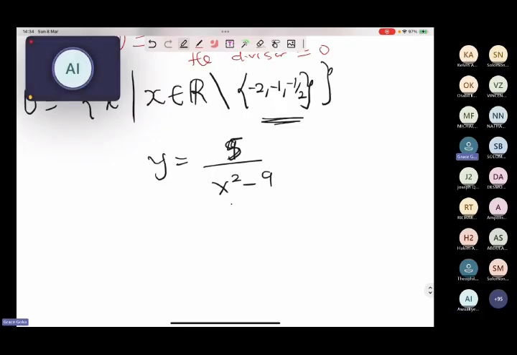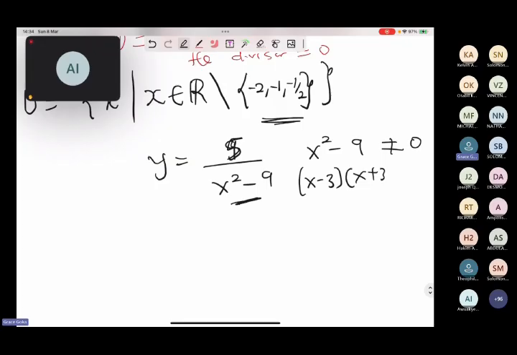We are looking for the values that will make the denominator go to 0 and remove them. Or another way of thinking about it is you don't want the denominator to go to 0. So you have x squared minus 9, which must not go to 0. If you do the factorization, you have x minus 3 times x plus 3, which must not go to 0. If I pick the first factor, x minus 3 must not be 0. Take the second factor, x plus 3 must not be 0.